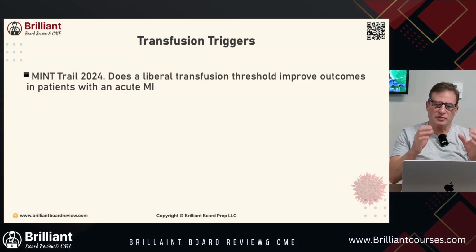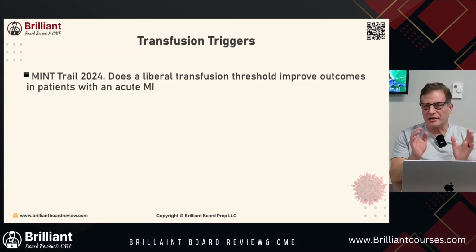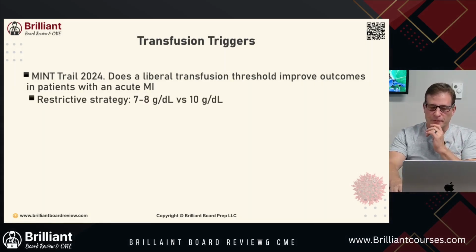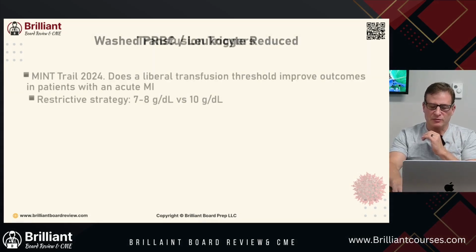So let's go to the MINT trial in 2024. We're going to see a lot of data now on whether we need a liberal or restrictive transfusion strategy in patients who have an acute MI. Now the restrictive strategy of 7 to 8 versus 10 grams. Let's go back to that real quick.